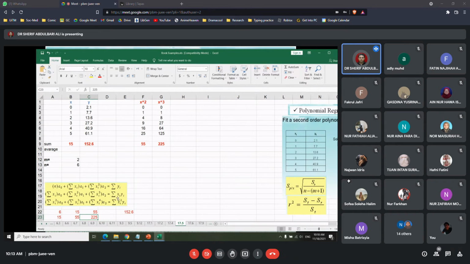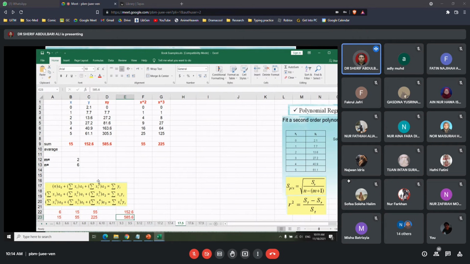Okay. Now I need to find the summation of x times y. So I need to put 0 times 2.1 here, which is here I need to find the column of x times y. So 0 times 2.1, the answer is equal to 0. 1 times 7.7, so it's 7.7. 2 times 13.6, so the answer is 27.2. I'm going to continue the same, and I will find the summation of these values. So it's equal to 585.6. I will put it here.